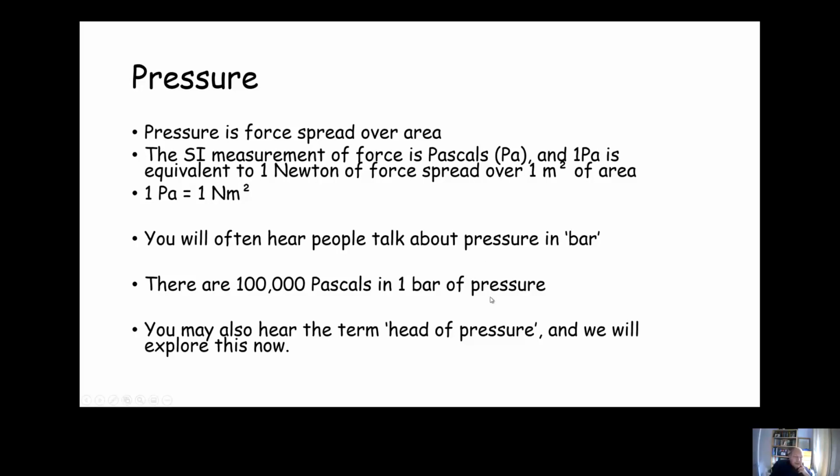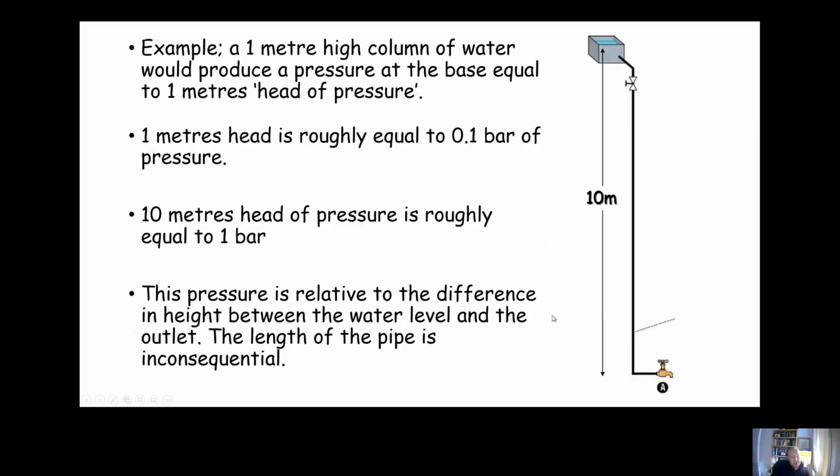You'll often hear people talk about pressure in bar, and that's the general term that we're going to use in plumbing. But it's worth knowing that there are 100,000 pascals in 1 bar of pressure. You might also hear the term head of pressure used as well, and we're going to look at what we mean by head of pressure now.